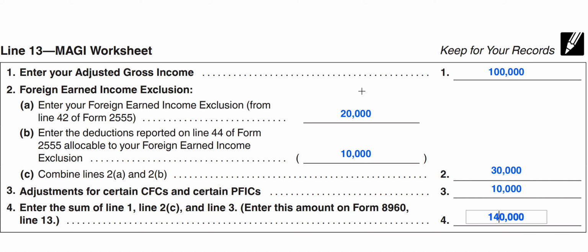So the foreign earned income exclusion, which you would find on line 42 of your Form 2555, in this case it's $20,000. Line 44 is the deductions that are allocable to your foreign earned income. So any tax deductions that would be taken from your AGI that are directly related to your foreign earned income, you can get that number from line 44. We'll combine those and we get $30,000 right here.